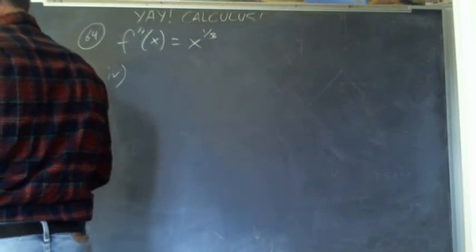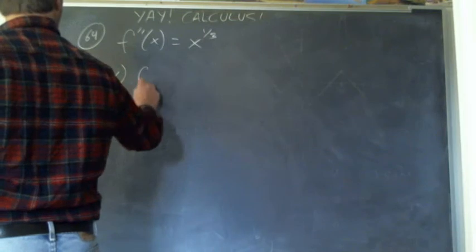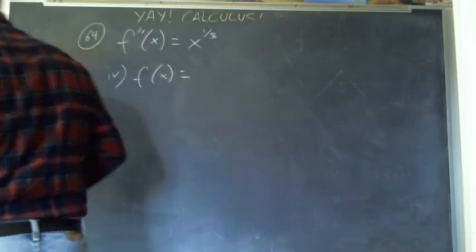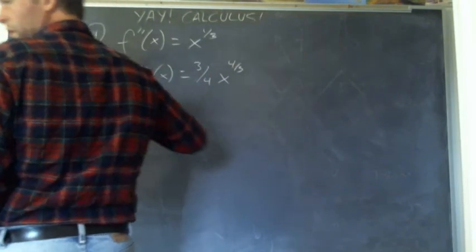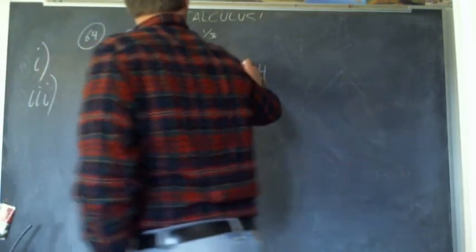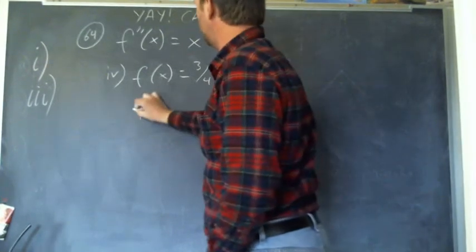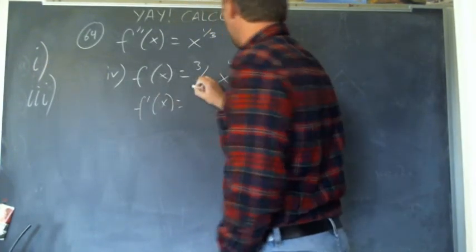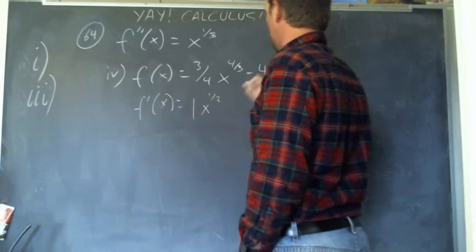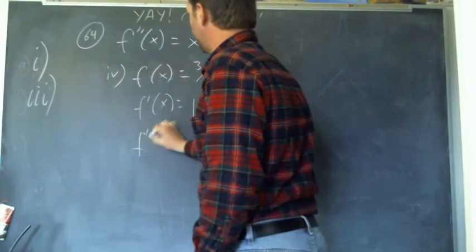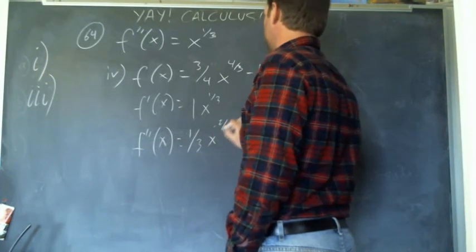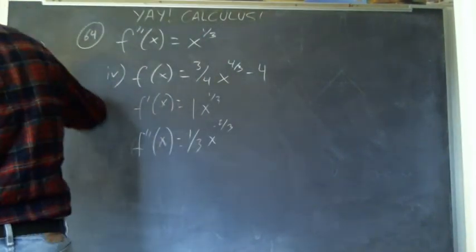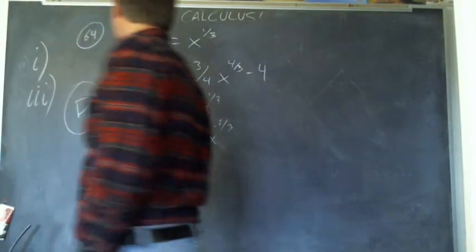Number 4 is that f of x equals 3/4 x to the 4/3 minus 4. And our first derivative is exactly what we're looking for, because that'll go to x to the 1/3, and the 4 will go to 0. Our second derivative is going to be 1/3 x to the negative 2/3, which is not what we're looking for. So 1 and 3 are the only choices, and so that'd be D, our correct answer.